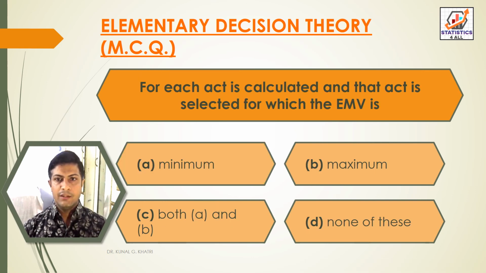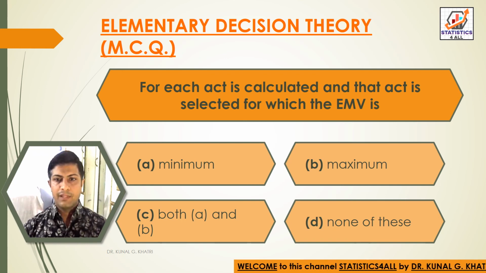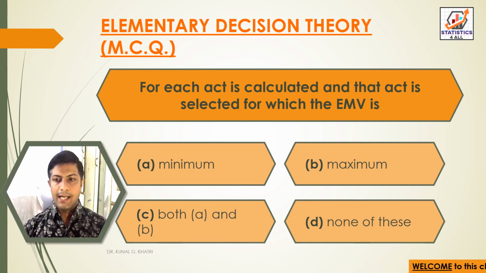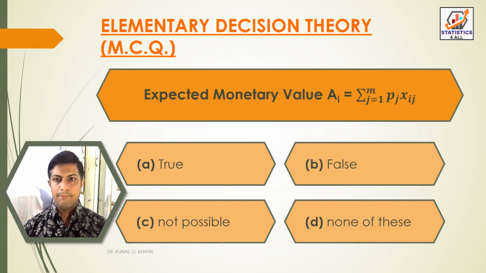Next question. For each act, EMV is calculated and that act is selected for which the EMV is dash. Option A, minimum. Option B, maximum. Option C, both A and B. And option D, none of these. So here we have answer option B, that is maximum. For each act, EMV is calculated and that act is selected for which the EMV is maximum.